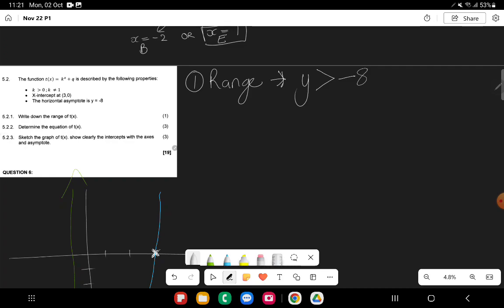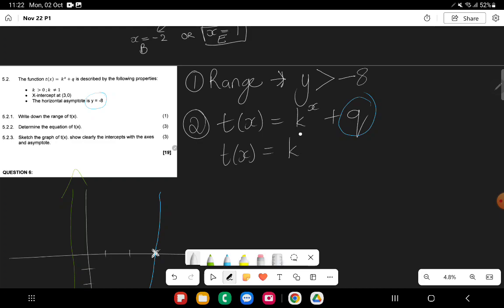Question number 2 says, what is the equation of the graph? So let's see if we can do that. To get the equation of the graph, we have the generic formula, or let's use the formula they give us. T of x is equal to k to the power of x plus q, right? You normally know that this value here, the asymptote, is going to be your q value. So we can substitute that. T of x is equal to k to the power of x. Now I'm not going to say plus q, I'm going to say minus 8.